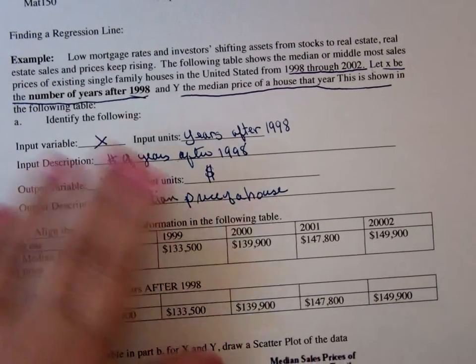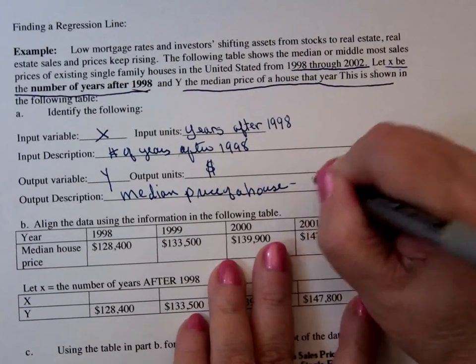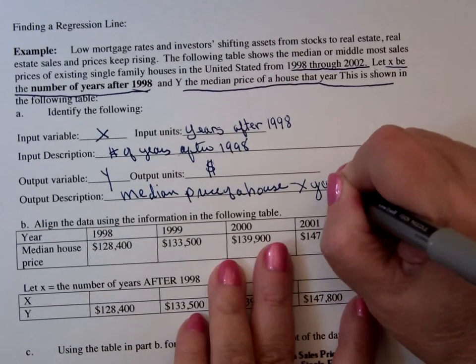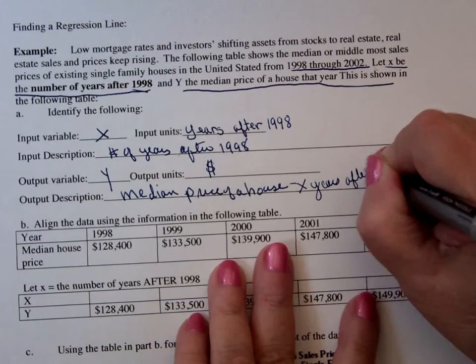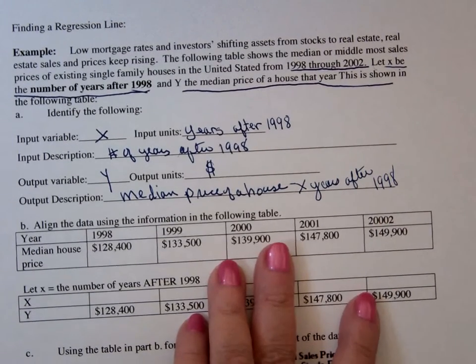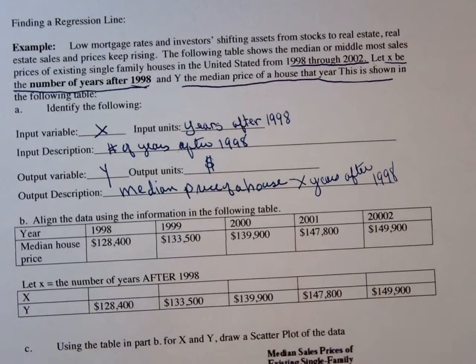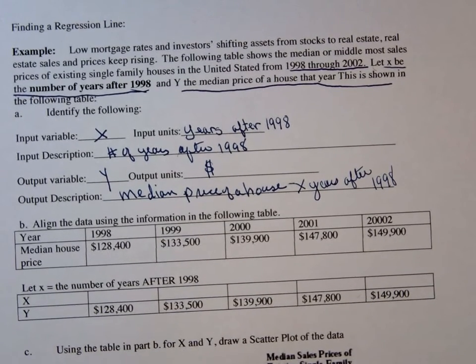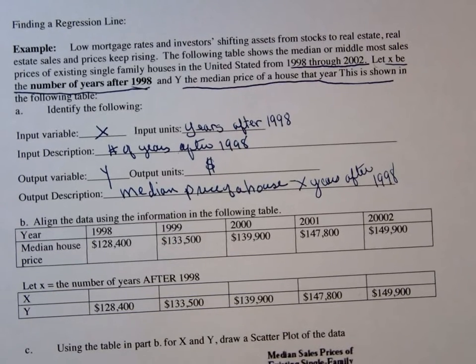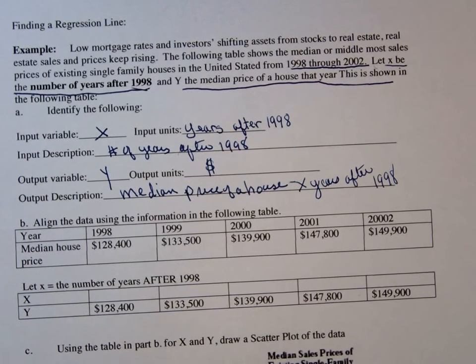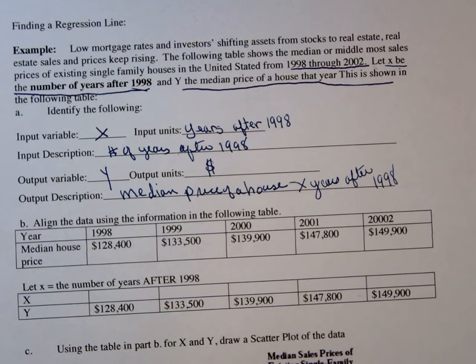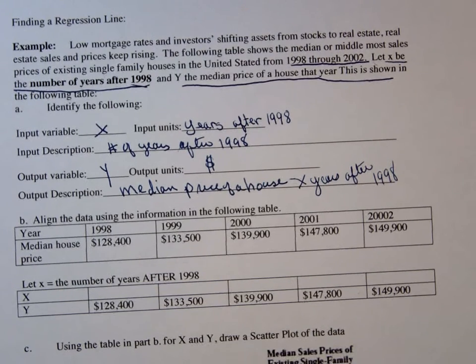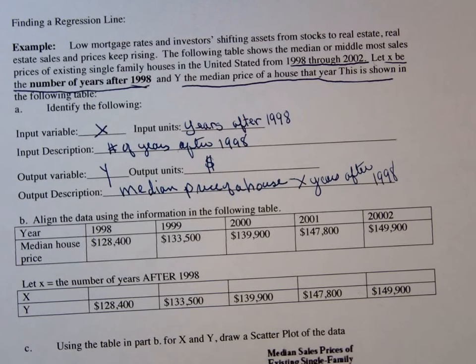And technically speaking, X years after 1998. If you want to get technical about it, that's what it is. Median means middle. Think about how we talk about a road having a median. That's a strip that runs down the middle of the road. So when you think about median, think middle. So it would be the price in the middle. It's not too big, not too small. It's right in the middle of the two.